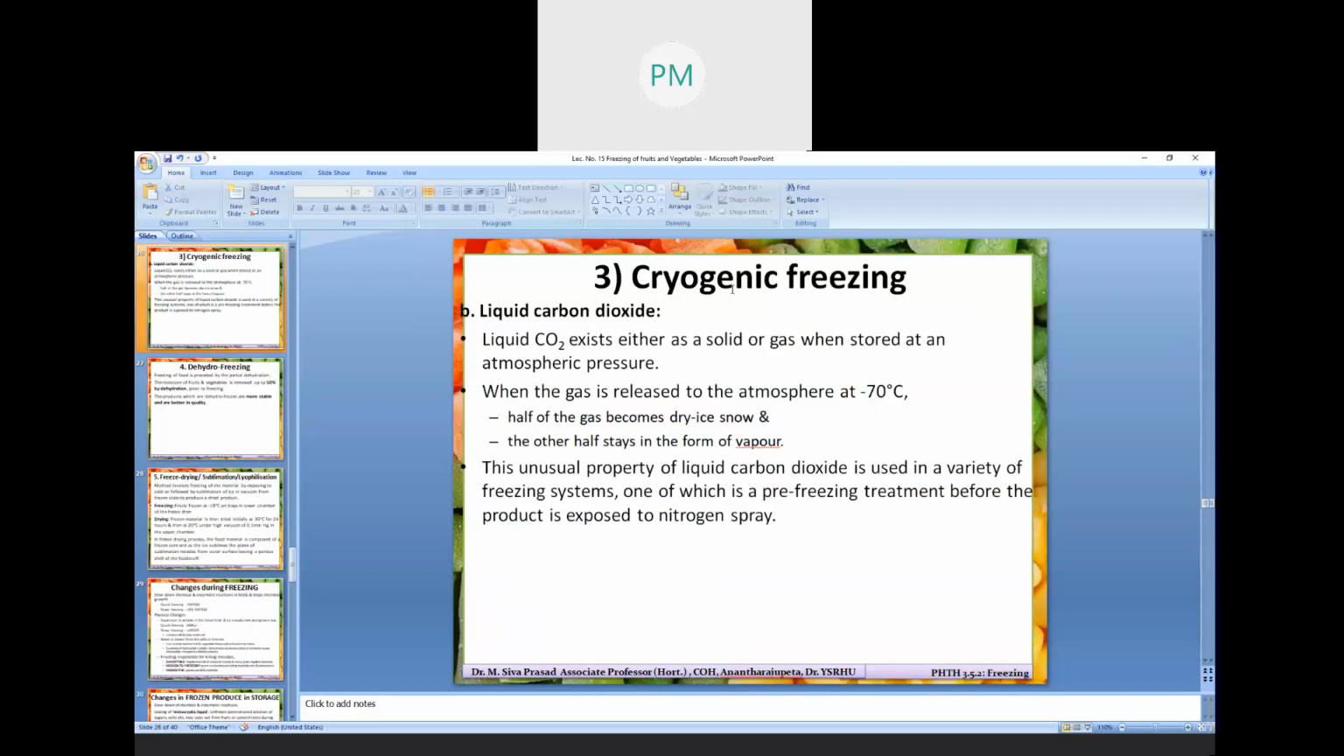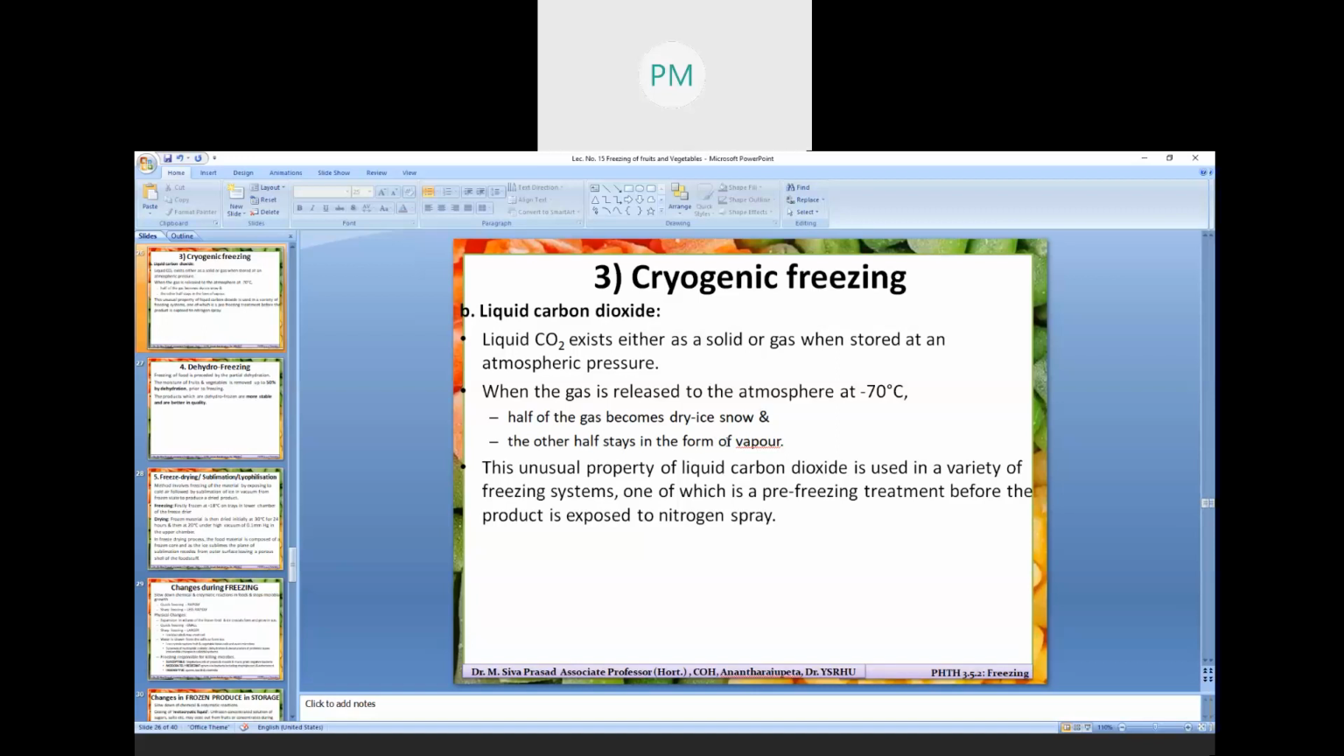Cryogenic freezing using liquid carbon dioxide. When the gas is released into the atmosphere at minus 70 degrees Celsius, half the gas becomes dry ice and snow, and the other half stays in the form of a vapor. So you will see a dual stage of carbon dioxide, because half of it will be in the form of snow and half in the form of vapor. This property will be used in pre-freezing treatments before the food is exposed to nitrogen spray.